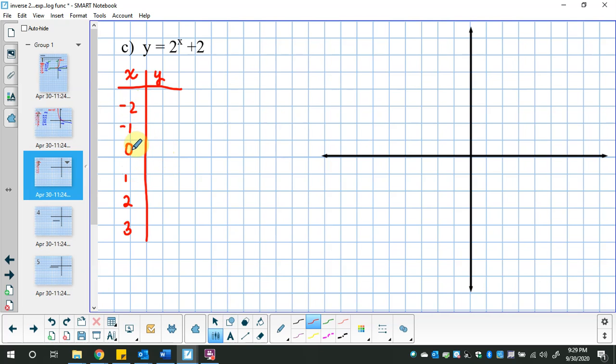So 0 in this exponent, let's forget about the 2 for a second. 0 in this exponent is 1. 2 to the 1 is 2. 2 to the 2 is 4. 2 to the 3 is 8. 2 to the negative 1 is the upside down of 2. 2 to the negative 2 is the upside down of 4. So I'm going to try to put those things on this grid.